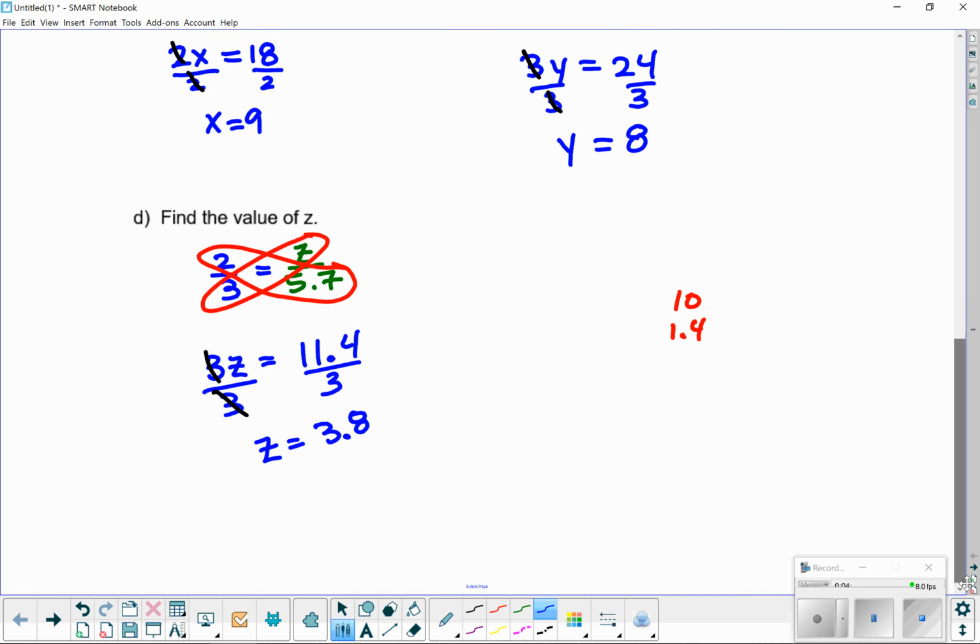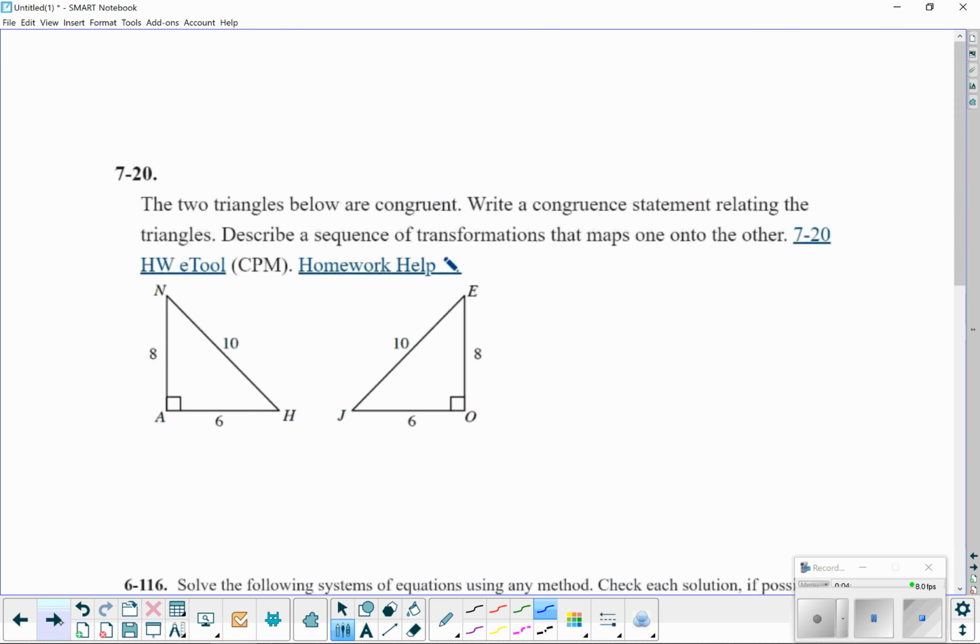All right, backside. The two triangles below are congruent. Write a congruent statement relating the triangles and describe the sequence of transformations that maps one onto the other. First, this is a two-part problem. We write a congruent statement, which is basically the triangle name congruent to the other triangle name.